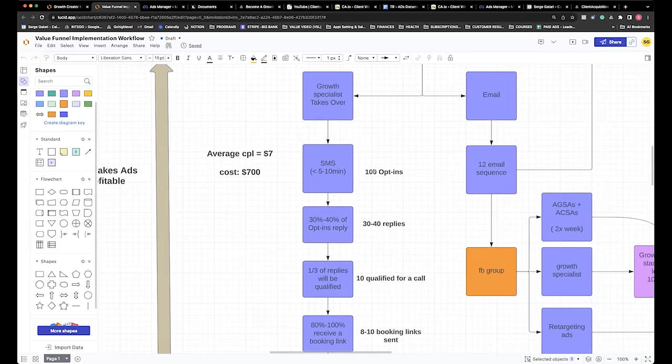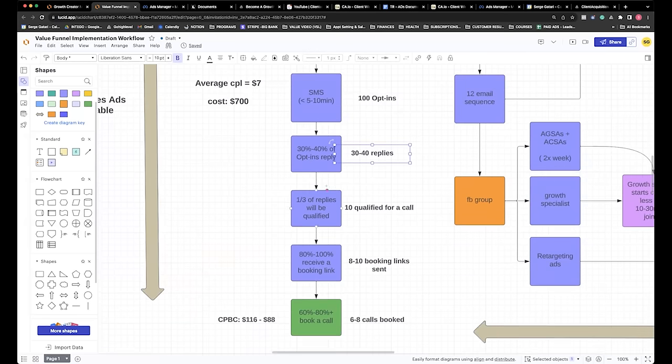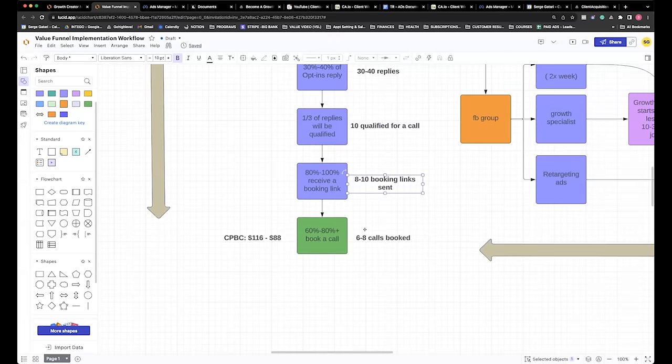I'm going to give you guys our numbers. We're averaging a cost per lead of about $7. That means if I spend $700, I'm going to get 100 opt-ins. And we're getting a 30% to 40% reply rate on all the opt-ins. So for 100 opt-ins, 30 to 40 people reply. And one third of everyone who replied is going to book a call. So out of 100 opt-ins, I end up with around 10 qualified for a call. Then 80% to 100% will want to book a call, and then 6 to 8 will book a call.